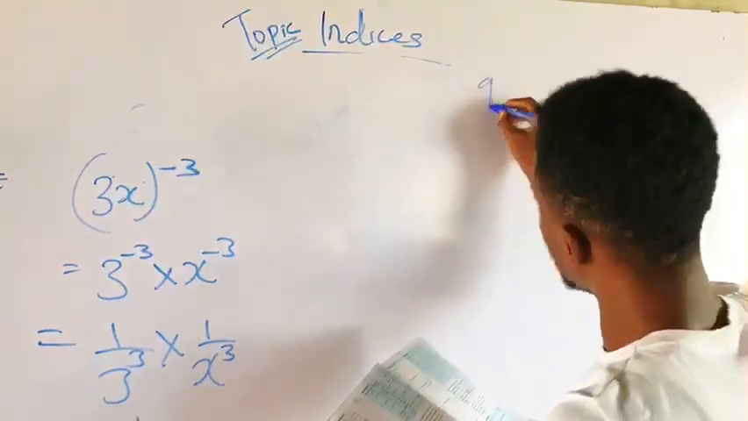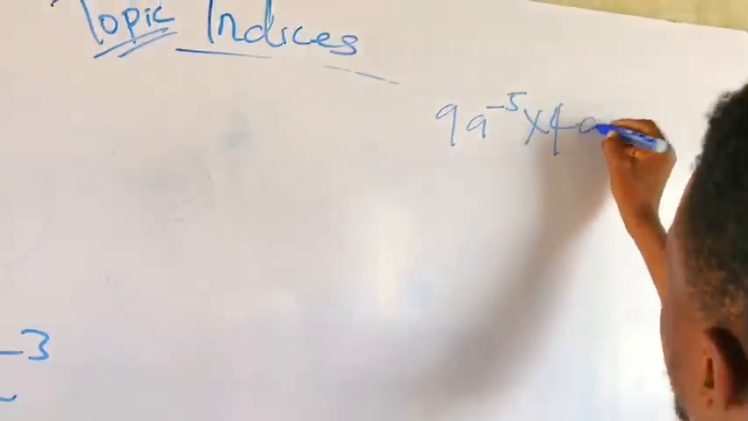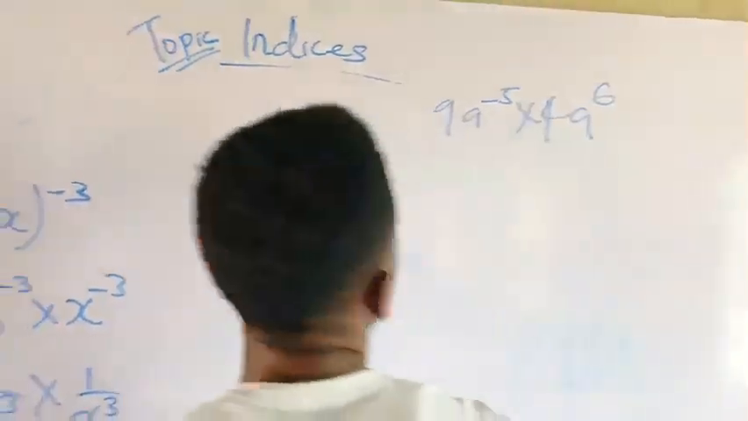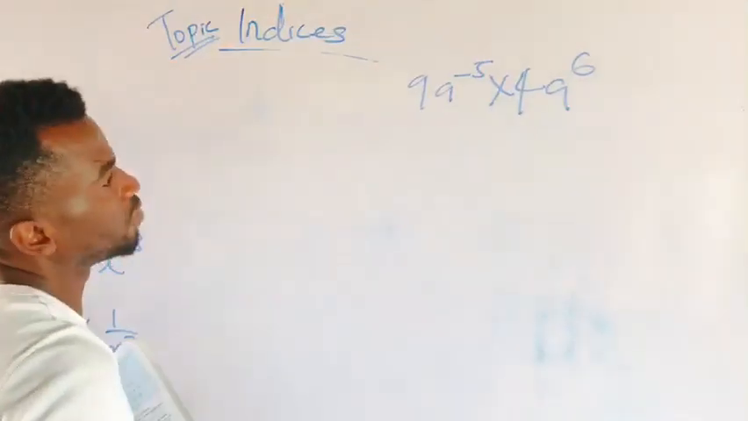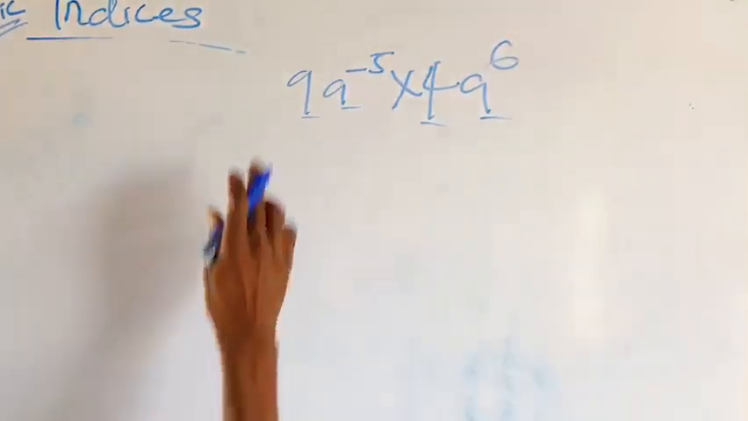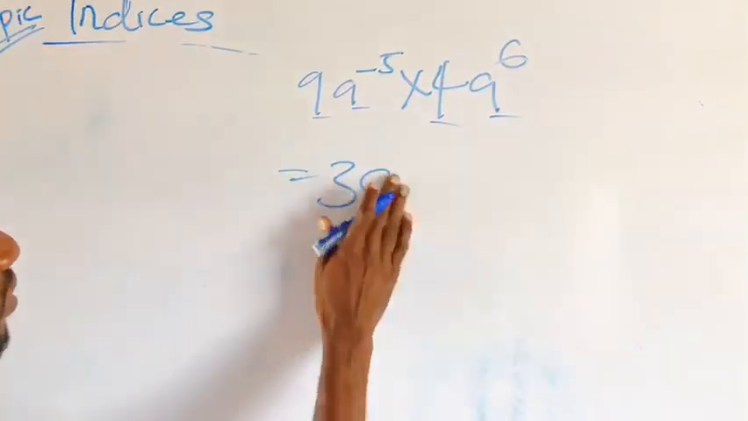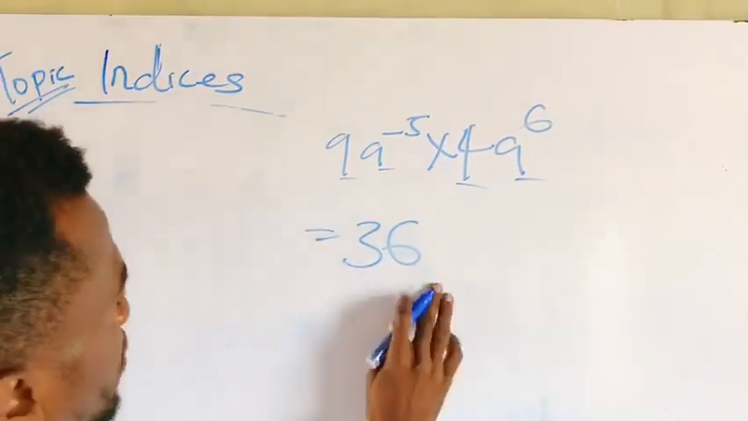Our next example, 9a raised to the power of minus 5 times 4a raised to the power of 6. Now I'm going to multiply these two constants together first, then solve this one using the law of indices. 9 times 4, I'll have 36. So this is my constant.